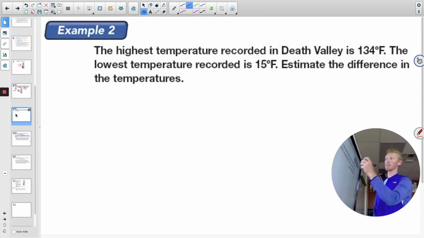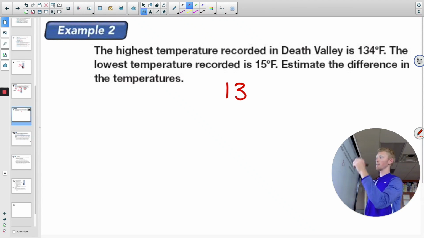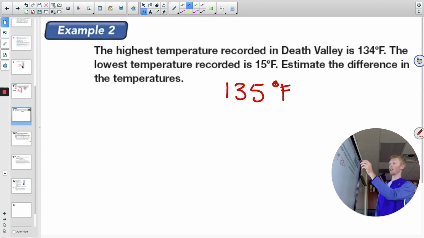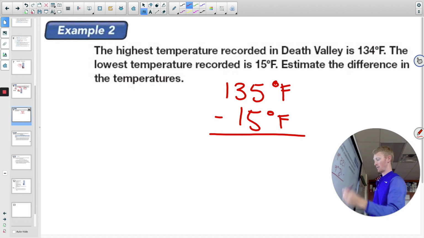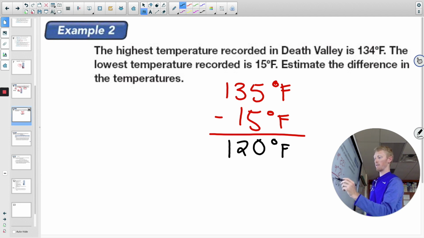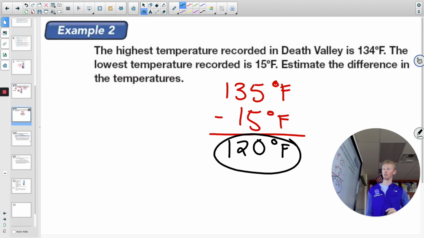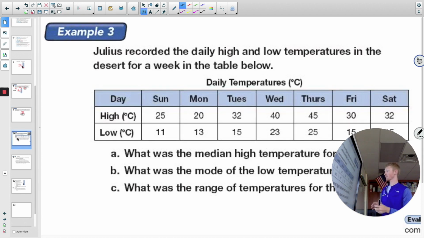All right, so I'm estimating, so I'm going to change the numbers a little bit. Instead of 134, let's do 135 degrees Fahrenheit. And then I have 15, so 15 is easy to work with. 15 degrees Fahrenheit. And then subtract. 5 minus 5 is 0. 3 minus 1 is 2. And I have the 1. So 120 degrees Fahrenheit would be the difference, about 120 degrees. So if you got that right, nice work. Let's go on to the next one.